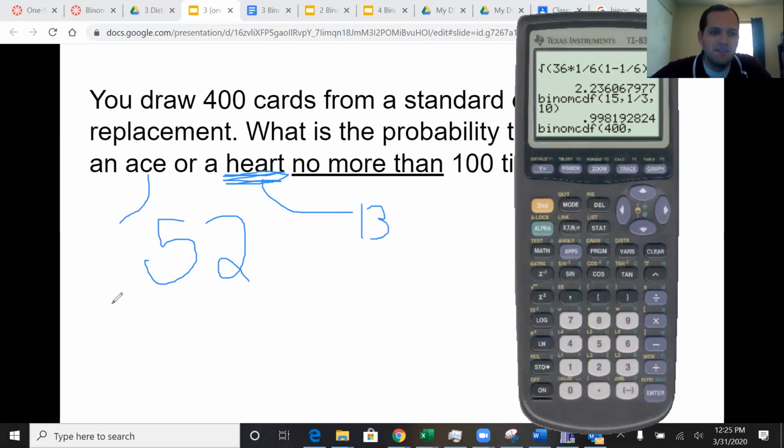How many are going to be aces? How many aces are in a deck of cards? There's 1 per suit. 13 of them are going to be hearts. 1 per suit.